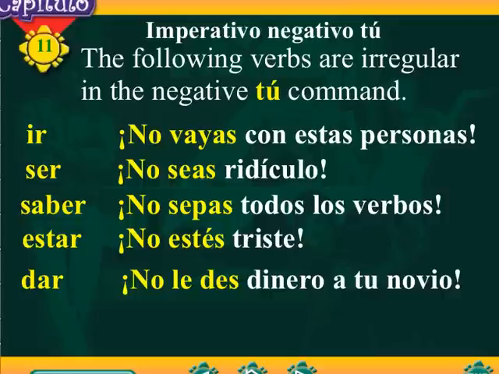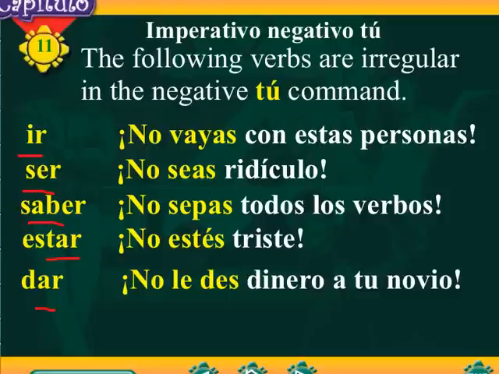However, there are 5 verbs in the present tense whose yo form doesn't end in an O. And here they are. Ir, ser, saber, estar, and dar. Their yo forms are voy, soy, sé, estoy, doy. Their yo forms do not end in an O. So therefore, they are considered the irregulars.